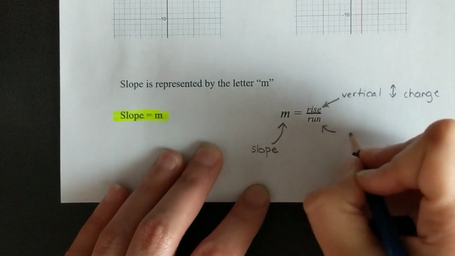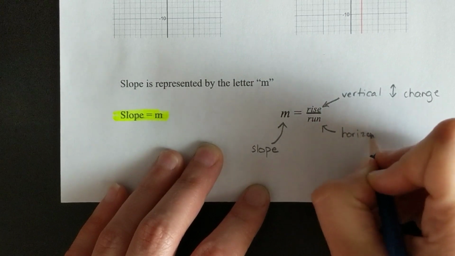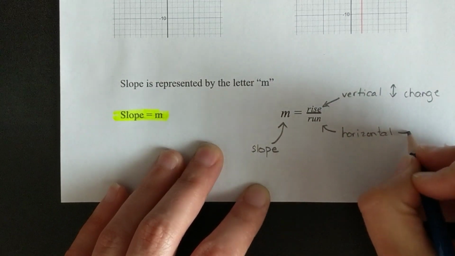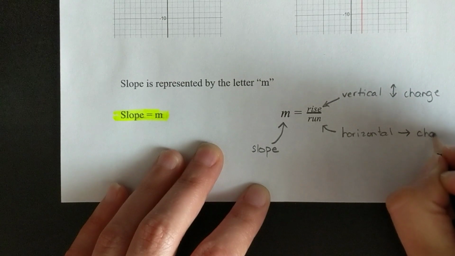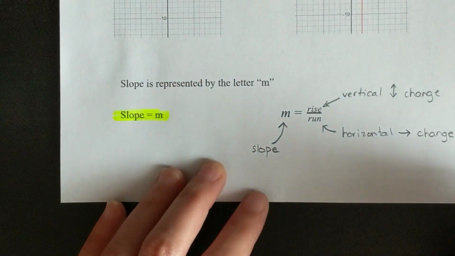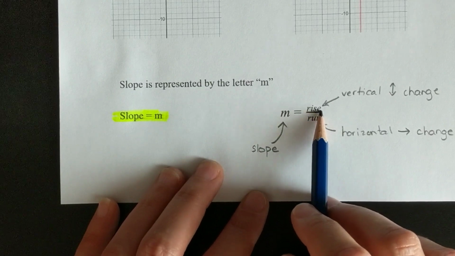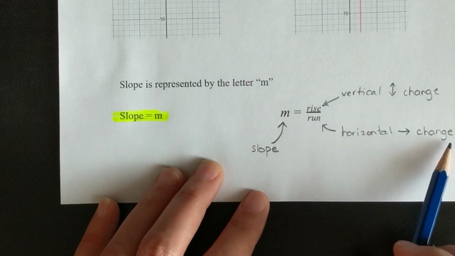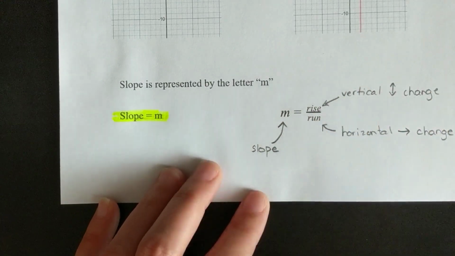And your run is your horizontal, and in this case, always going from left to right. Change: if I started at one point on the graph and I picked another point, how much did I have to go up and down? How much do I have to go to the right? So we've got those two different things that we're going to look at.